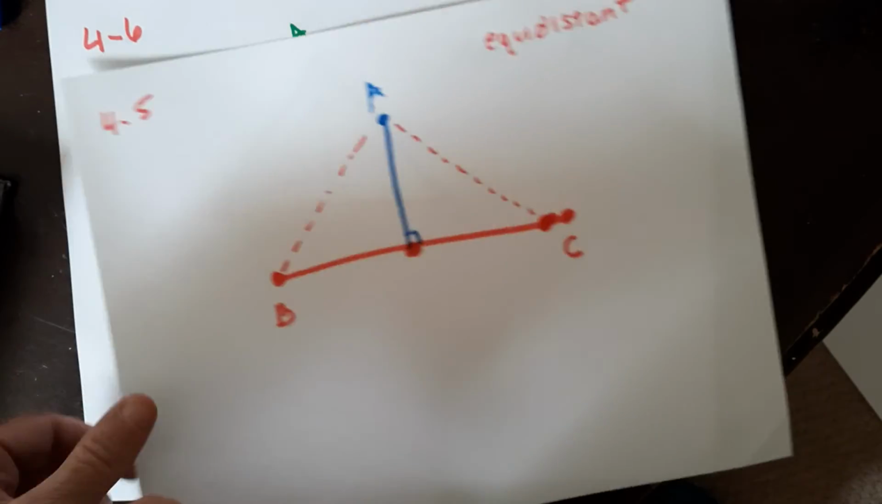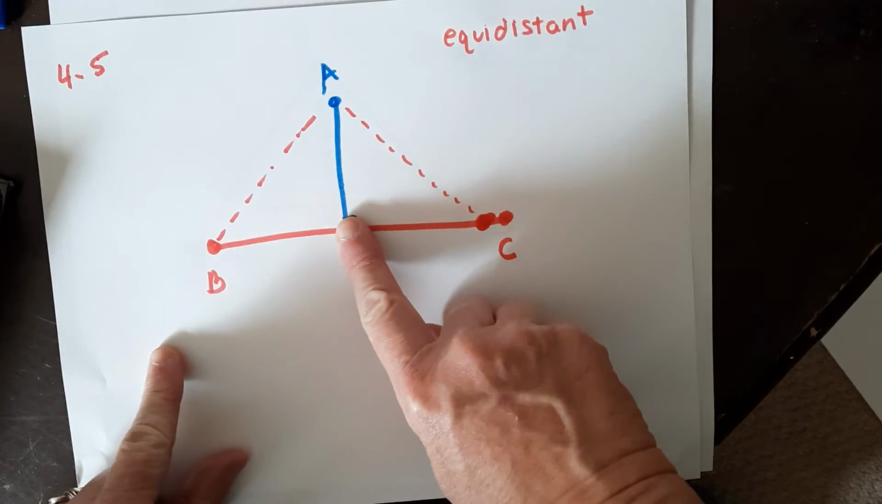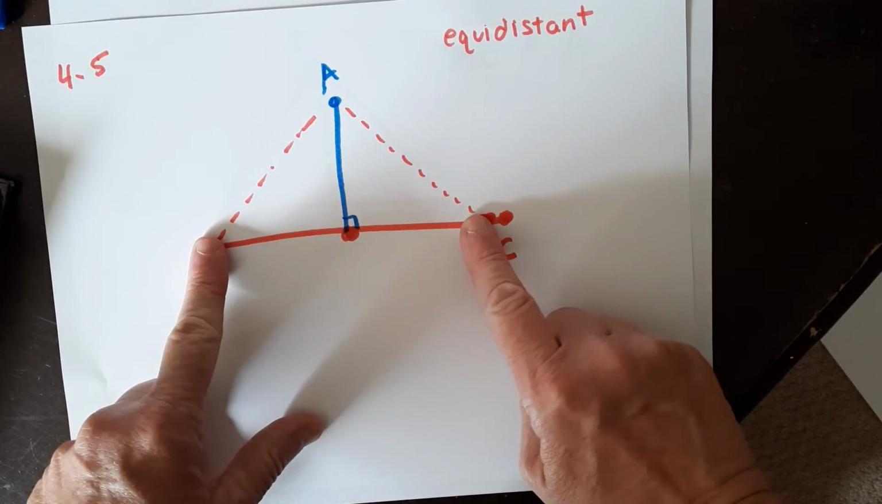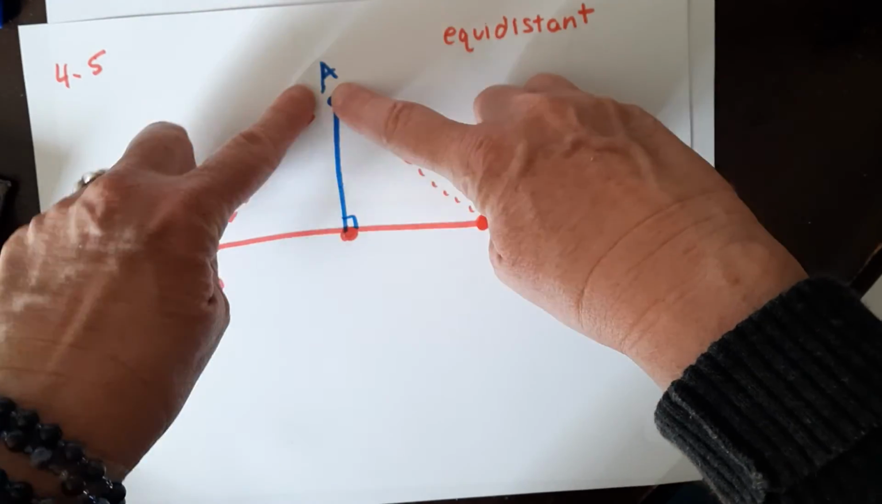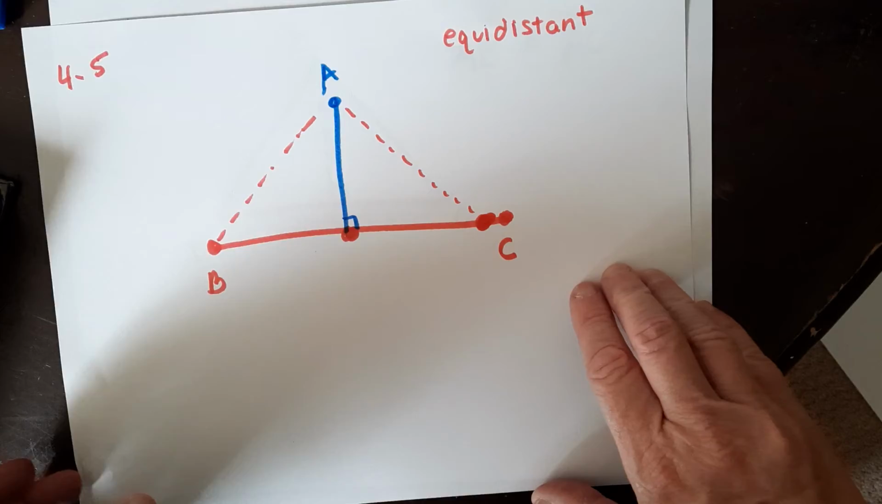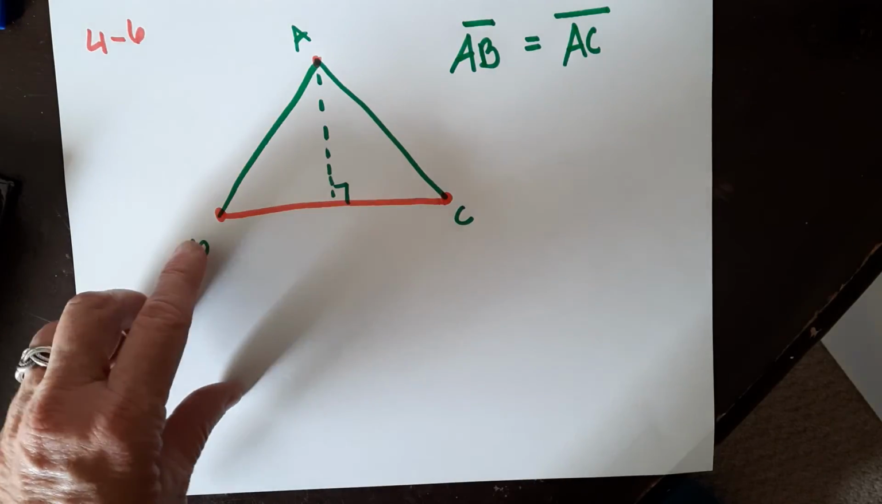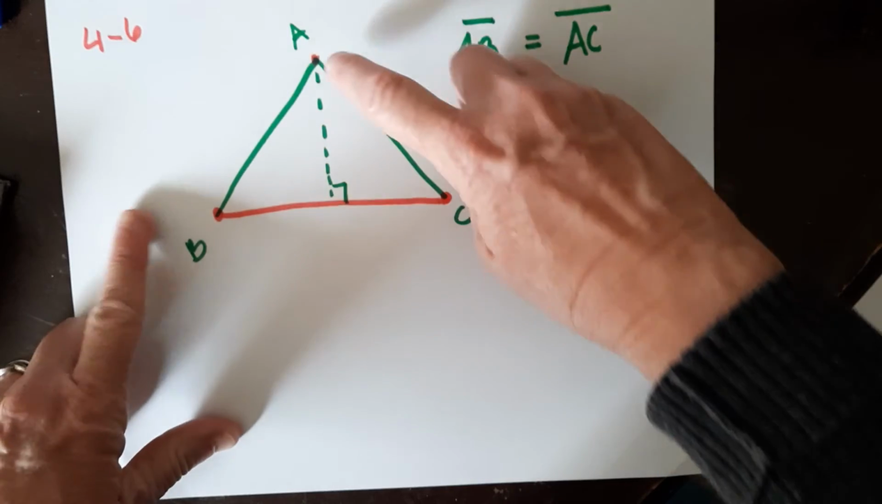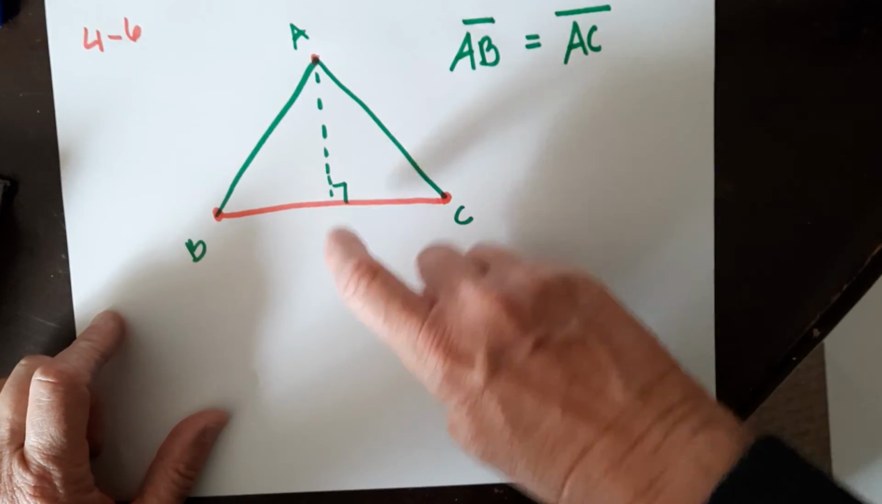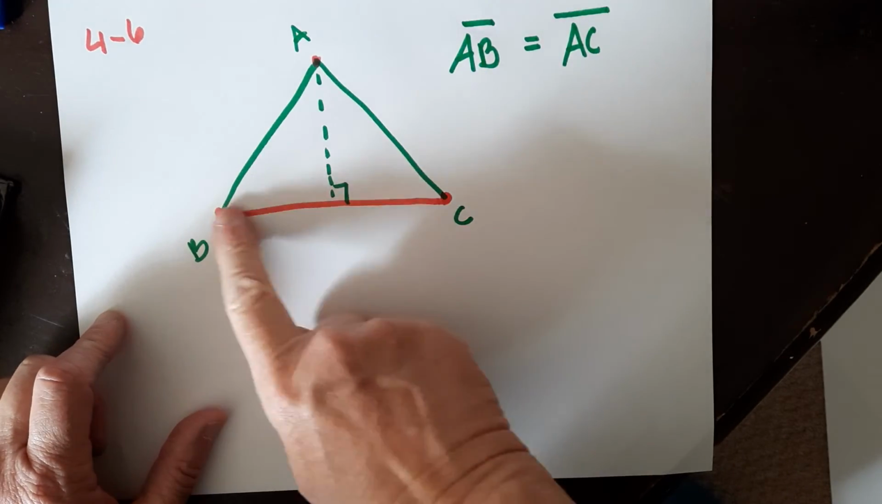Theorem 4.5 says, if this is the perpendicular bisector, here's our segment, then a point on this perpendicular bisector is equidistant between these two. This one is the opposite. If you can prove that these two measurements right here are equal, then you can say that A is on the perpendicular bisector of BC.